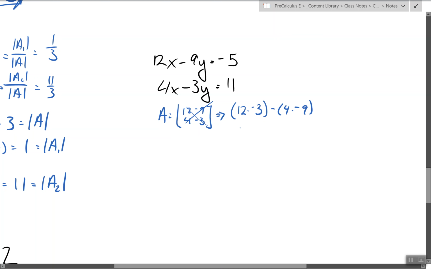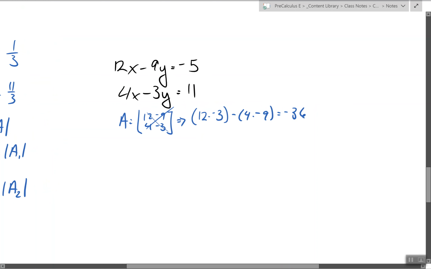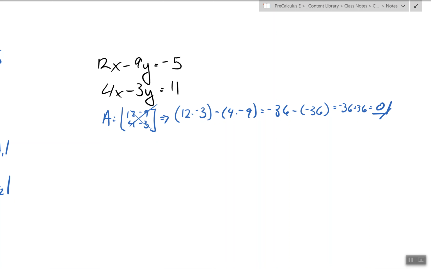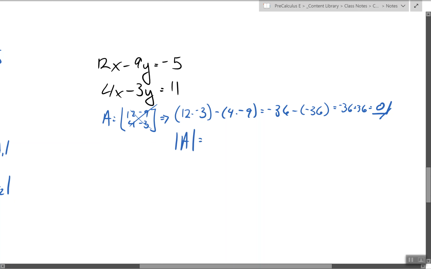So 12 times negative 3, that is negative 36 minus negative 36. And hopefully we're finding 0. All right, so at this point, if you went on and did other work, hopefully eventually you realized that something was off with this problem. So the determinant of A is 0.